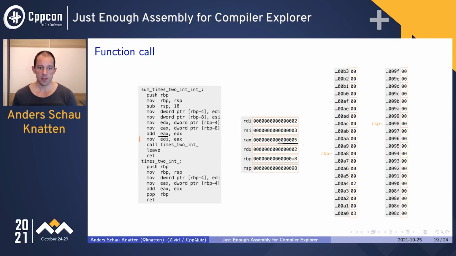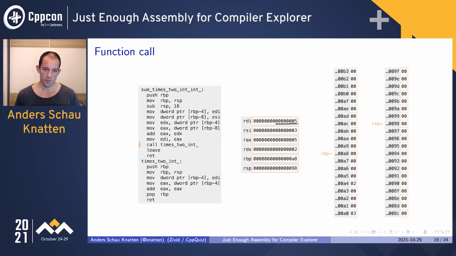Right, now it's our turn to call another function. So now it's our turn to call times 2 int. And then it's our turn to fulfill our part of the agreement that we have to put the first int argument into EDI. So we have the 5 that we got from this addition. We need to put it into EDI. So let's execute this, move EDI EAX. Then we have our 5 here. So that's the argument to call times 2.